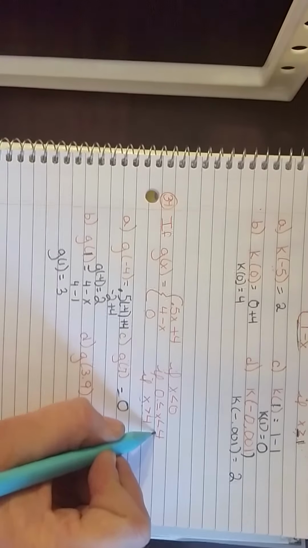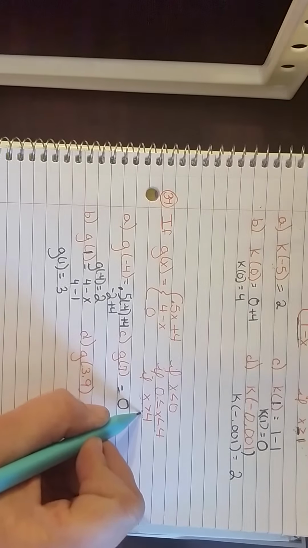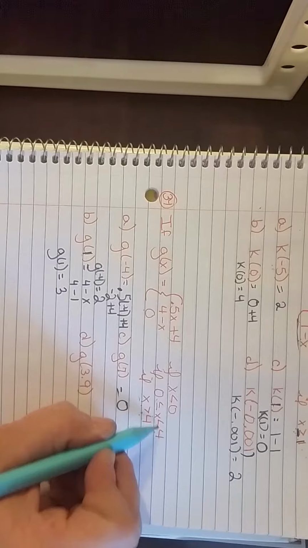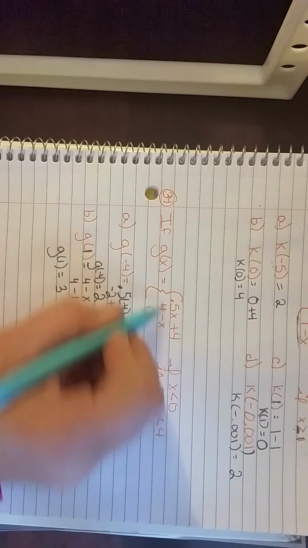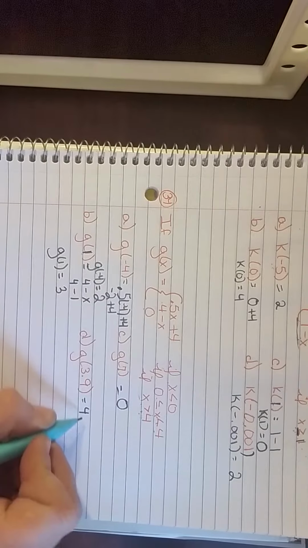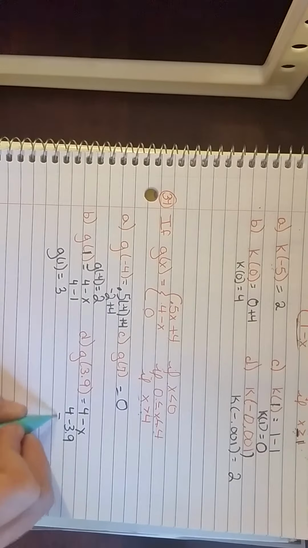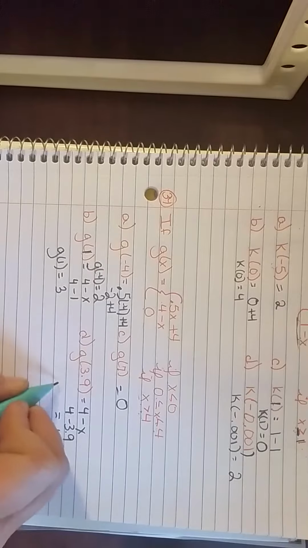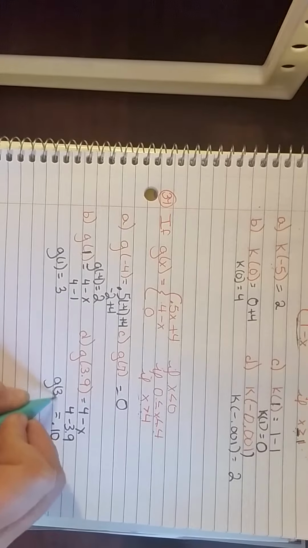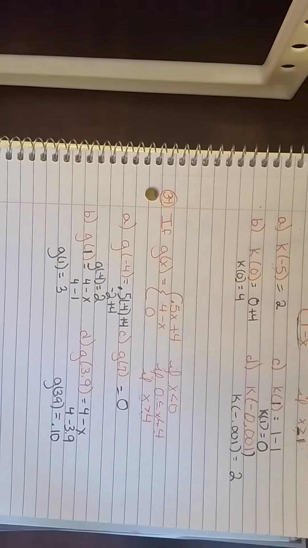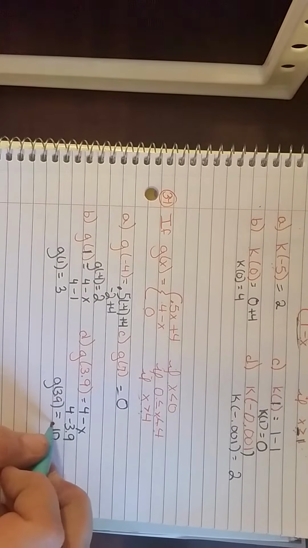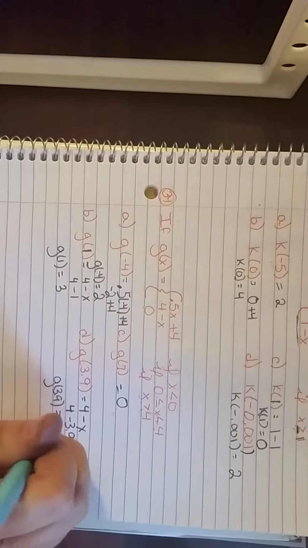3.9, again, 3.9 would be here, because it's less than 4, so I have to use this formula, which is 4 minus x, which is 4 minus 3.9, which I believe is 0.10. Or 0.1. Either way.